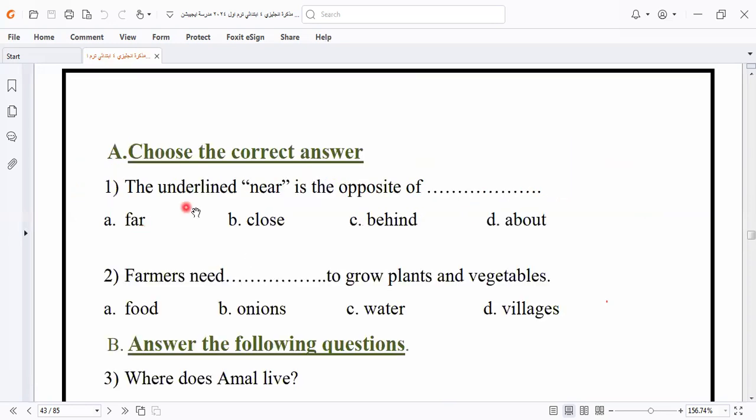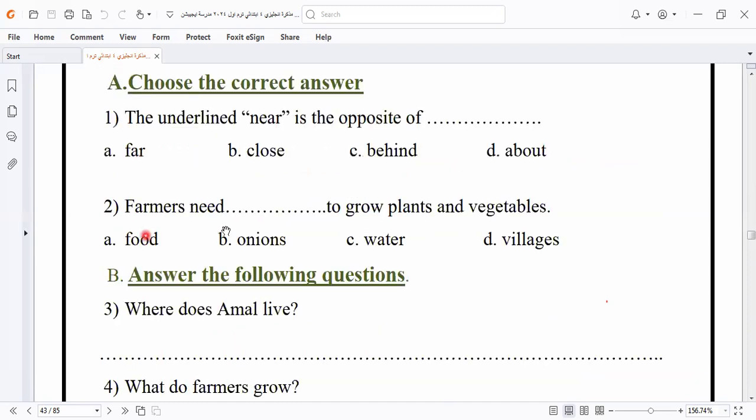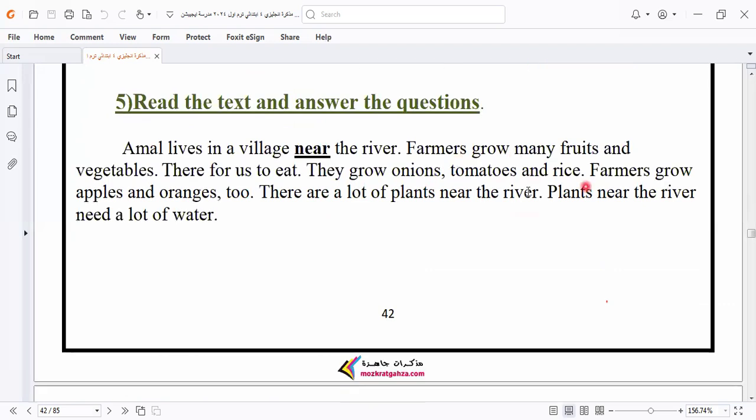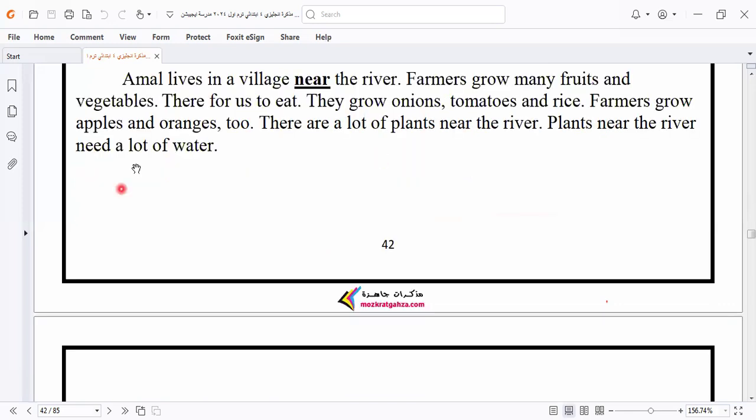Let's answer the question. Here, the underlined word near is the opposite of what? Is it far or close or behind or about? Something is near me. The other one is far from me. Farmers need space to grow plants and vegetables. Need what? Need water. Okay. Do the farmers need food or onions or vegetables? No. Need what? Need water. We know here in this text farmers need water. They need water here because they're near the river, so they need what? They need water. Okay.